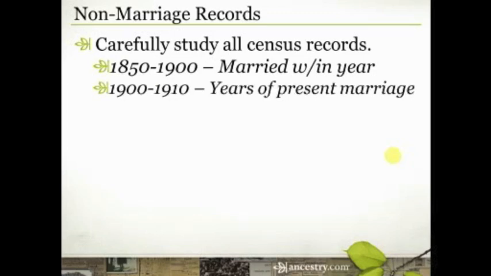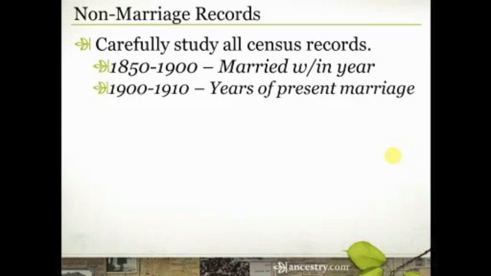In 1900 and 1910, the question that was asked was the years you've been married in your present marriage. And so what you'll oftentimes see is a number, you know, 32, 64, 2, whatever. You'll see a little number just to the right of the marital status column. It should always be the same for both the husband and the wife, right? If they're different, it means they just misunderstood the question, or the question wasn't asked correctly.